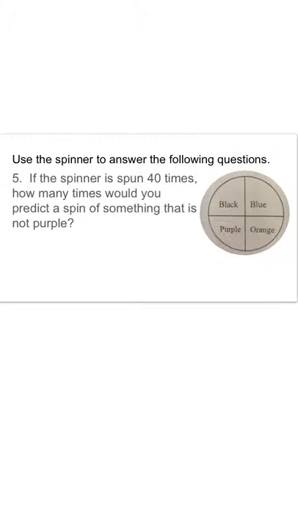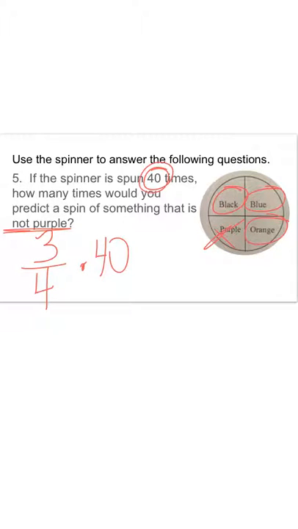Number 5, if the spinner is spun 40 times, how many times would you predict a spin of something that is not purple? So first look at what is not purple. You have 4 choices, and if we don't want purple, we could use black, blue, or orange, so there are 3 possible choices out of those 4. Now, because we want to look at 40 times, we're going to multiply by 40. When you put this in your calculator, you will find that 30 times you will spin something that is not purple.